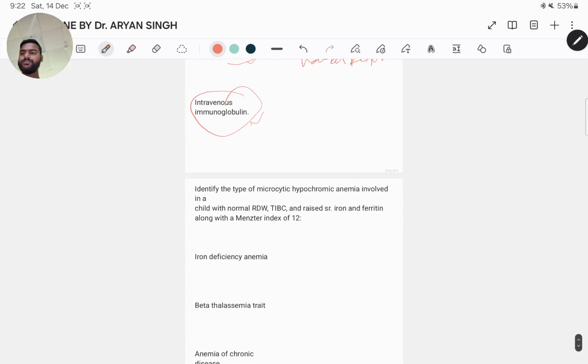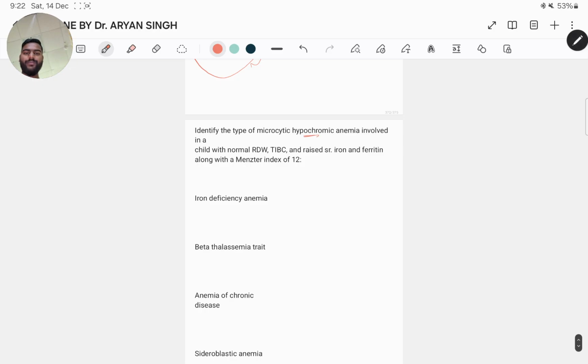Next question. Identify the type of microcytic hypochromic anemia in a child with normal RDW, TIBC, and raised serum iron and ferritin, along with a Mentzer index of 12. Iron deficiency anemia, beta thalassemia trait, anemia of chronic disease, and sideroblastic anemia. Here the best answer is beta thalassemia trait, because microcytic hypochromic anemia is divided into anemia of chronic disease, thalassemia, sideroblastic anemia, and IDA.